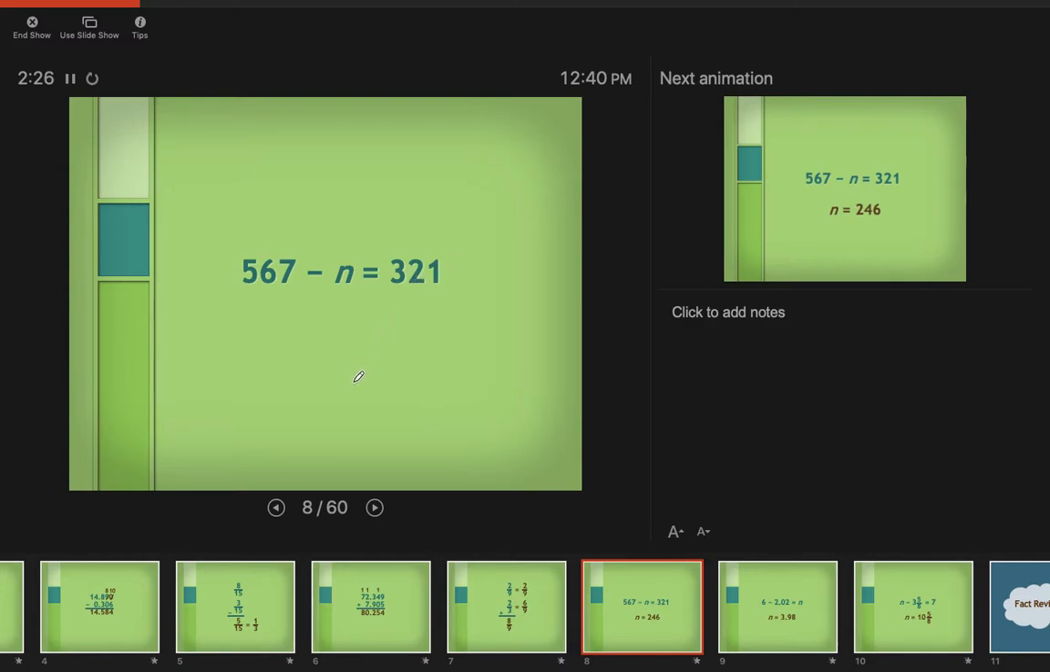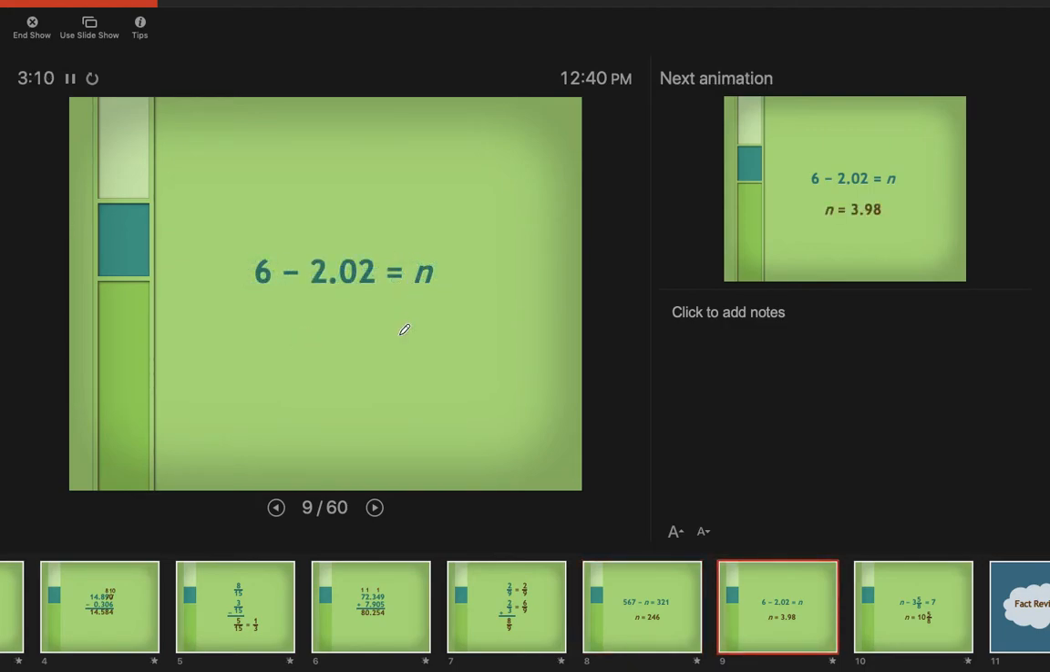567 minus a number is equal to 321. How can I find what the value of n is? Well, let's see here. I need to subtract a number from 567 that will equal 321. So if I subtract 567 minus 321, that didn't work out too well. Let's see, pretend with me that that's a 321. 7 minus 1 is 6. 6 minus 2 is 4. 5 minus 3 is 2. My number is 246.